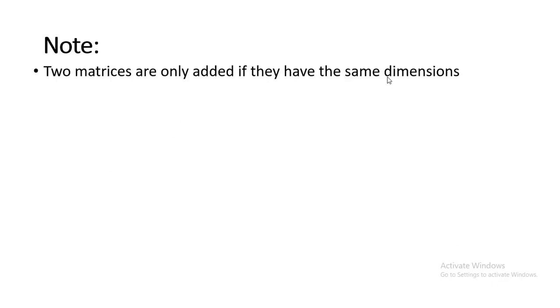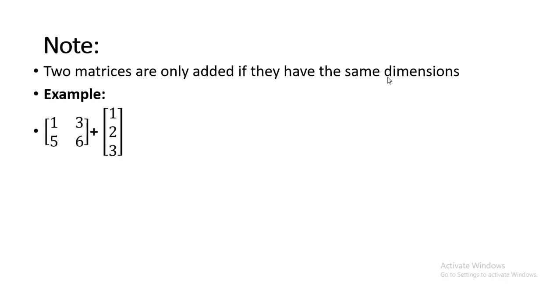Now there is something that you need to know before adding matrices: two matrices are only added if they have the same dimensions. This is very important. Only those two matrices will be added together if they have the same dimension. That means the order of the two matrices should be the same. If this condition is not followed, then the two matrices cannot be added. What does that mean? Let's understand it better with an example.